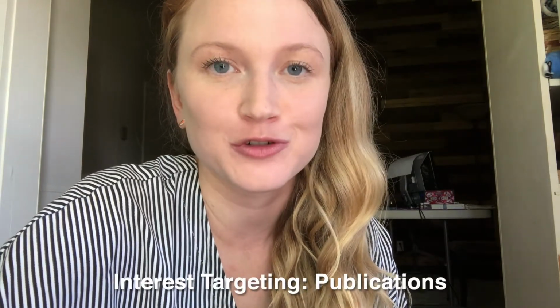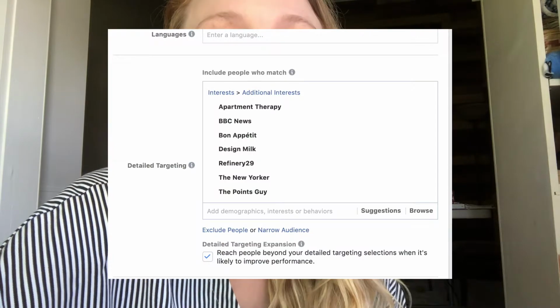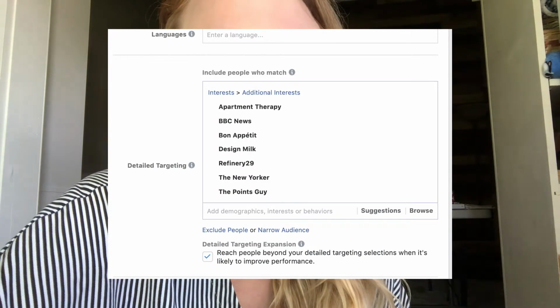The first interest targeting tactic I love testing out is actually creating an ad set with all of the publications that your potential customers read. If you think about it, the publications we read tell a lot about us, and the more that you include, the more you're going to be zeroing in on your potential customer. So I always love including, where does my potential customer get the news? New York Times, Fox News, CNN, BBC.